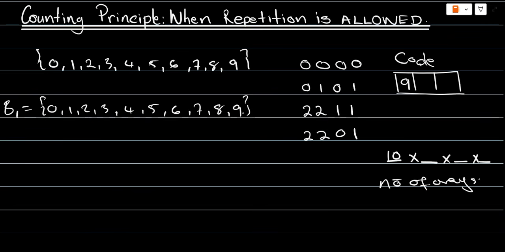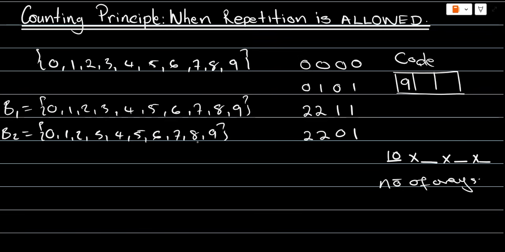Does this mean that we no longer have 9 in the bucket? No, it doesn't mean that, because we said repetition is allowed, which consequently means what? Means whenever we pick a number, we replace it. So that means that in our second bucket, B2, we still have what? 0, 1, 2, 3, 4, 5, 6, 7, 8, and 9. All our numbers are still in the bucket.